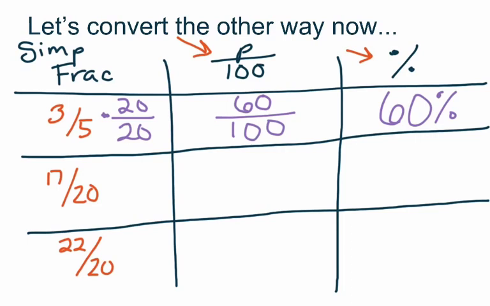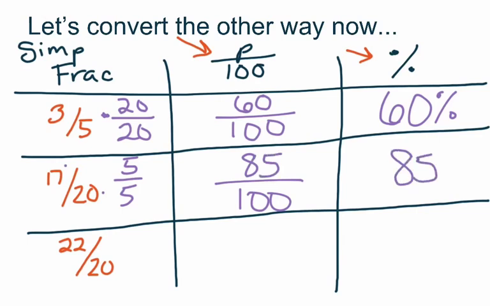Let's try the next one. This time we have a denominator of 20, so what would I have to multiply 17 and 20 by? Let's multiply by 5/5, because 20 times 5 would give me that 100. 17 times 5 is 85, which means what percent? 85%.